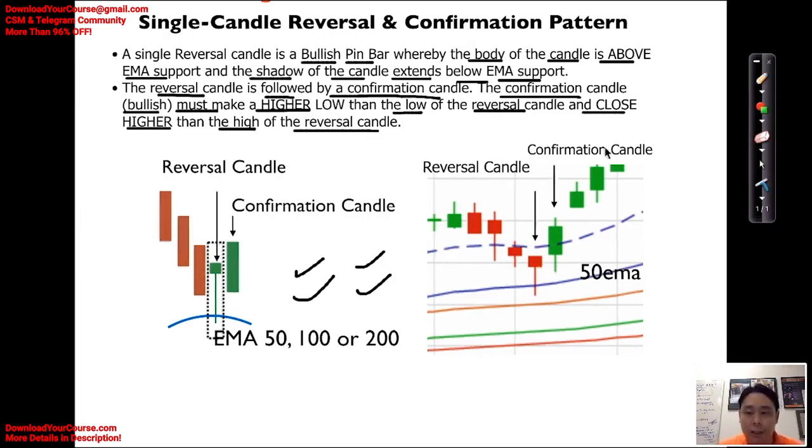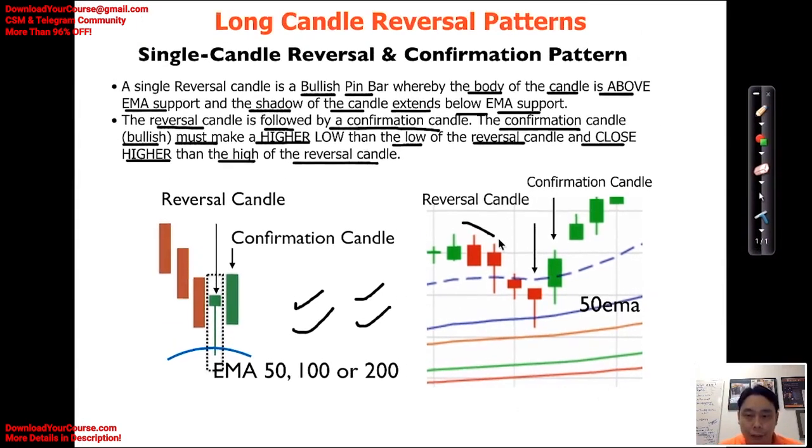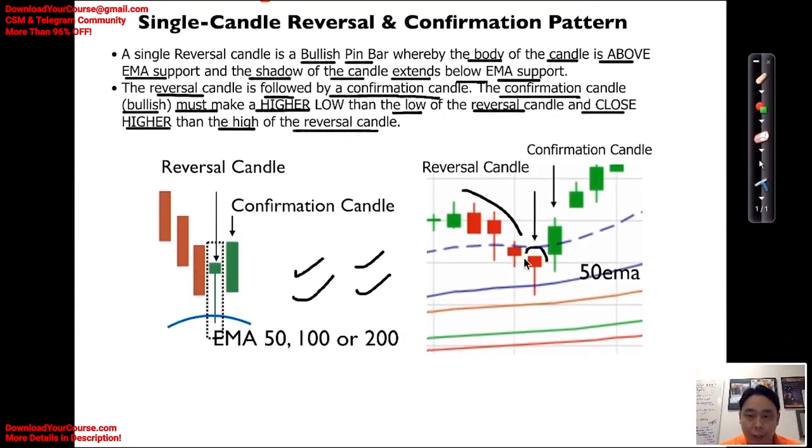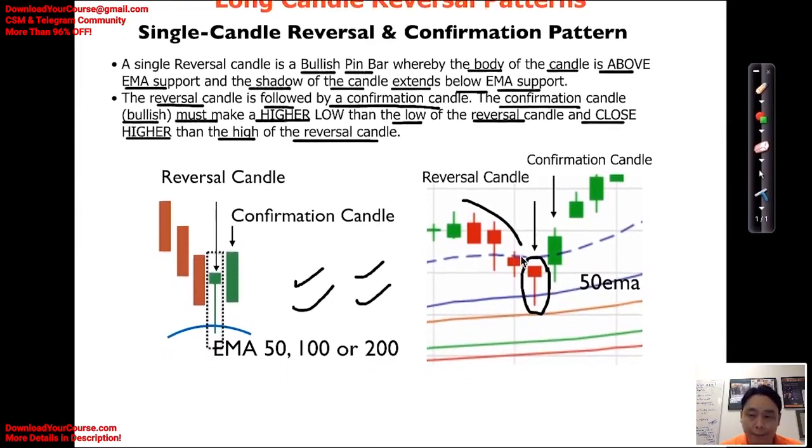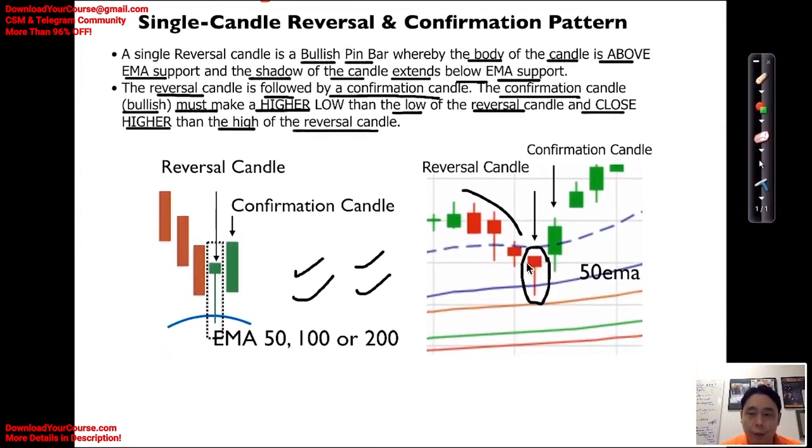So let's take a look at this example over here, right? So price goes down. There we are. That's our single candle reversal pattern, which is a bullish pin bar. So the body of the candle is above the moving average. Check. Lower shadow cuts below the moving average. Check.